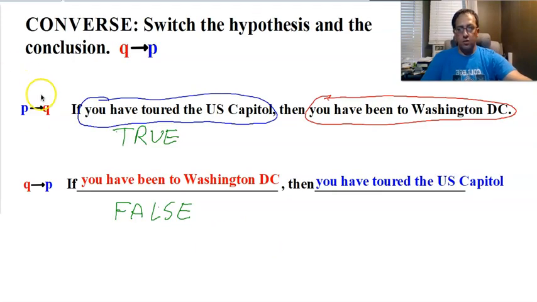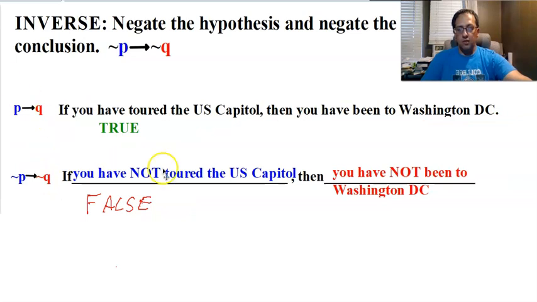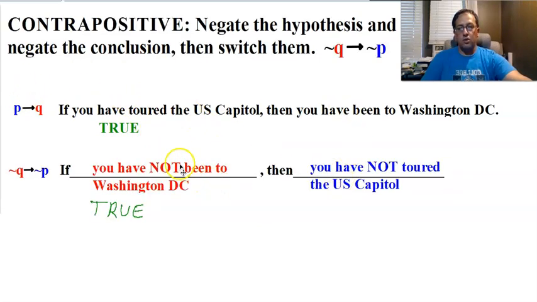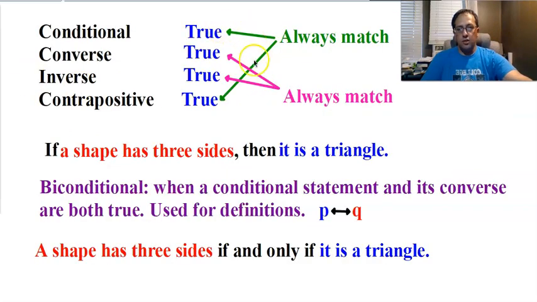Okay. Converse, we're going to switch the hypothesis and conclusion. They just change places. And that would be if Q, then P. Inverse, everything stays in the same order. We just put not this and not that. You put not in both of them. They both get negated. Don't just negate one of them. You've got to negate them both. All right. Contrapositive, you switch the order and you negate them. Switch the order and negate them. Conditional and contrapositive will always match. Inverse and converse will always match, but they don't always match like that.